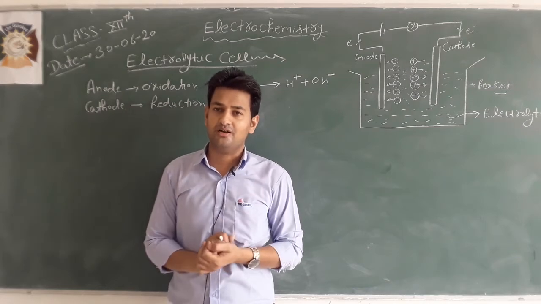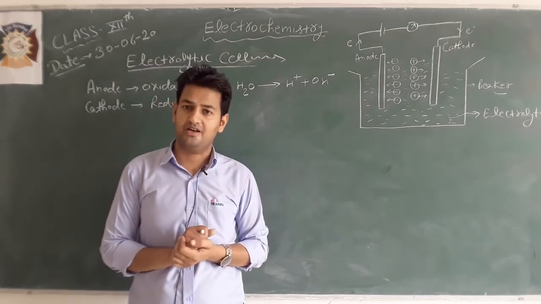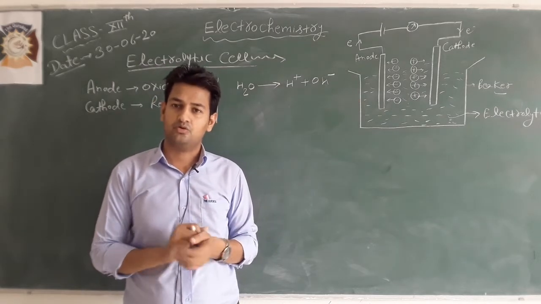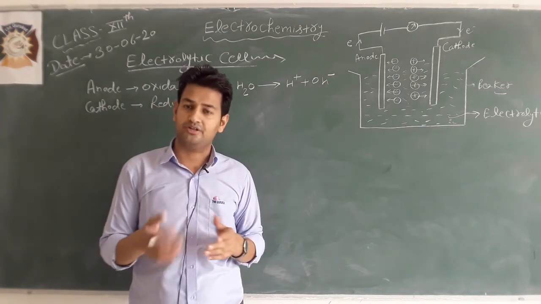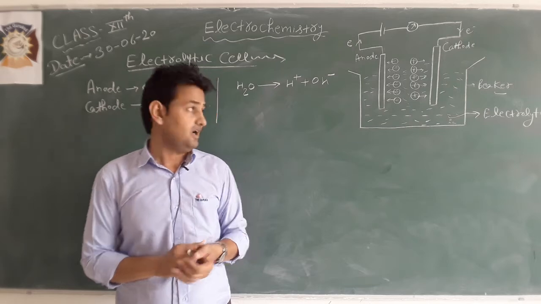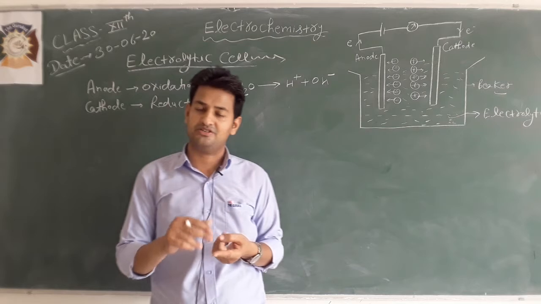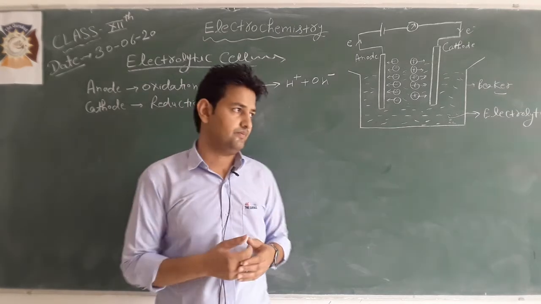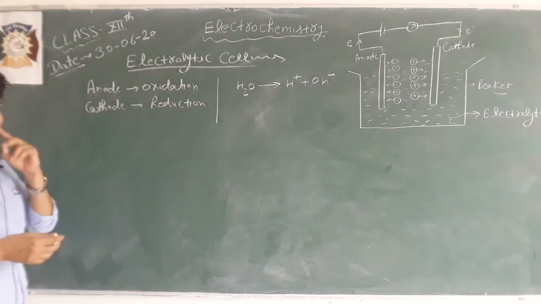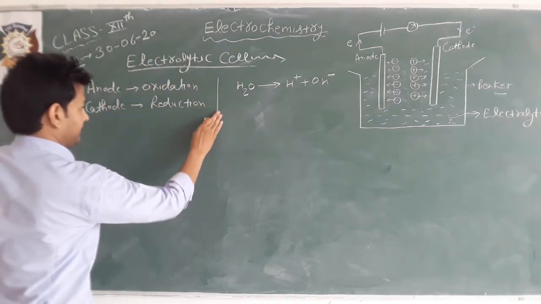Then which ion will be reduced and which ion will be oxidized? It will depend upon two factors: the nature of the ion and their discharge potential. The ion which has the lower discharge potential will discharge at its respective electrode. So let's take some examples for this. We take the electrolysis of molten lead bromide.